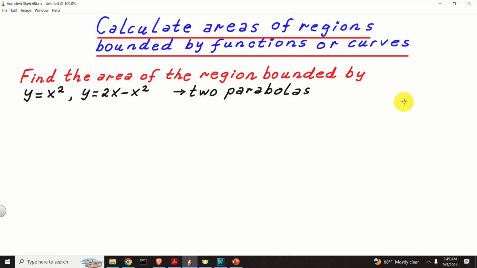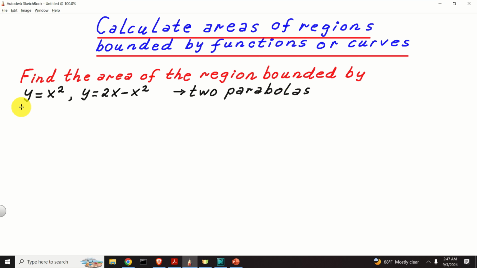Hello everyone! In this tutorial we explain how to calculate areas of regions bounded by functions or curves. In particular, we consider this example. The example goes like this. Find the area of the region bounded by y is equal to x squared and y is equal to 2x minus x squared. These are two parabolas and we want to find the area of the region bounded by them.